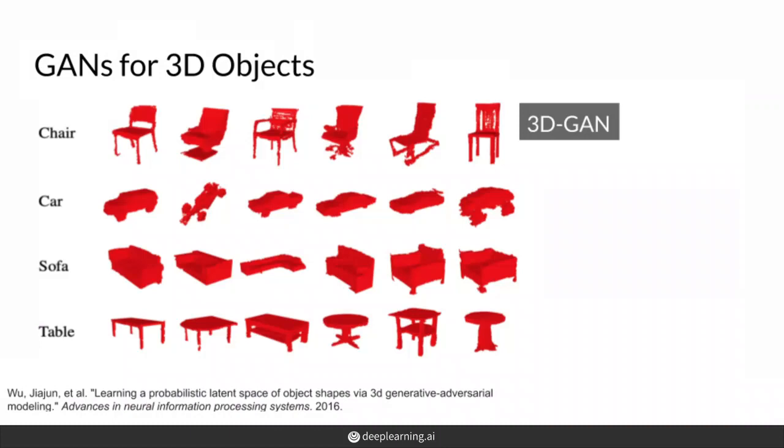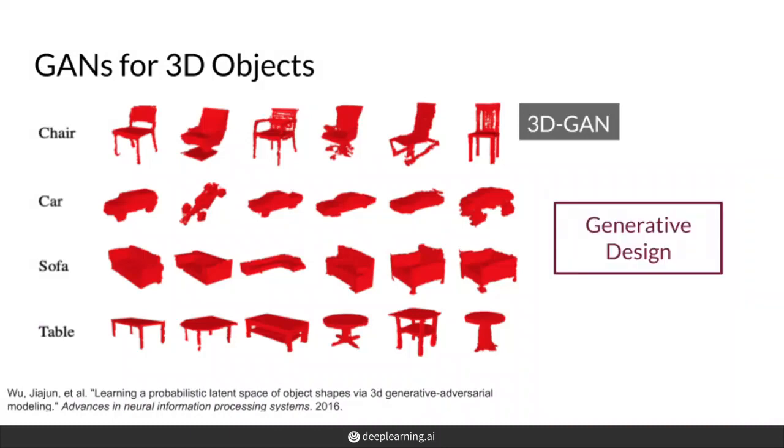And GANs don't stop at 2D images. They can also generate 3D objects like chairs and tables. And these can be applied to fields like generative design, where you can create cool furniture for your house. There are also diverse applications in medicine, where you can use your GAN for generating artificial medical data or even detecting abnormalities in x-rays.